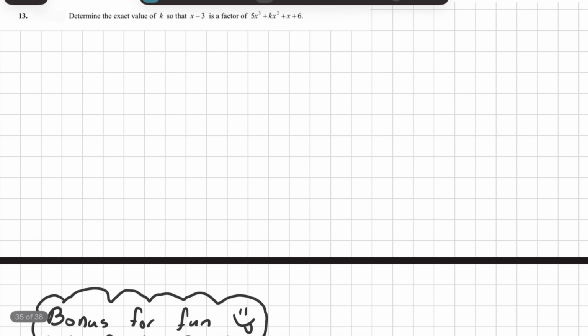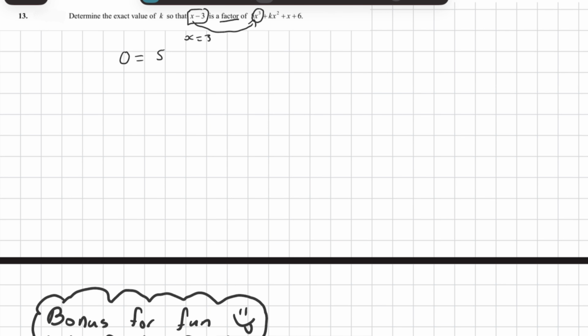Number 13, determine the exact value of k so that x negative 3 is a factor of 5x cubed plus kx squared plus x plus 6. So when it says is a factor, it means that basically when we apply this x value into here, y is going to equal 0. So in order to do that, we just have 0 equals, and then we just apply the 3 because x would equal 3 here, because 3 take away 3 is 0. So we apply the 3 into the x position.